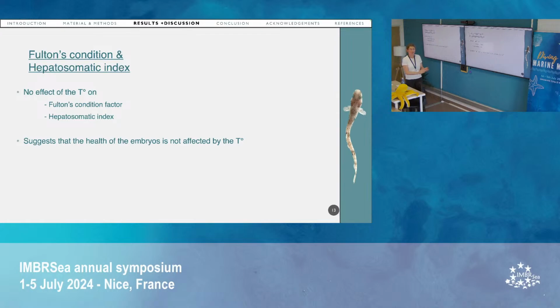And then here are the results for the animals at hatching. For the Fulton's condition factor and the hepatosomatic index, we didn't have any significant results. So it seems that the higher temperature doesn't affect the health of our newborns.